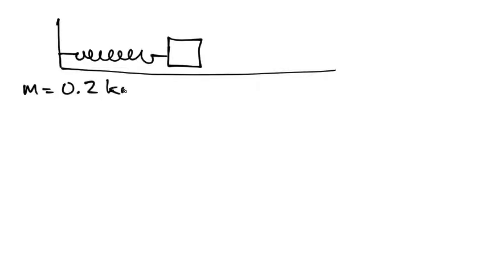Okay, this problem is a question that says a 200-gram wood block is firmly attached to a horizontal spring. So here is a wall. Here is the spring. And the mass of this block is 200 grams or 0.2 kilograms.